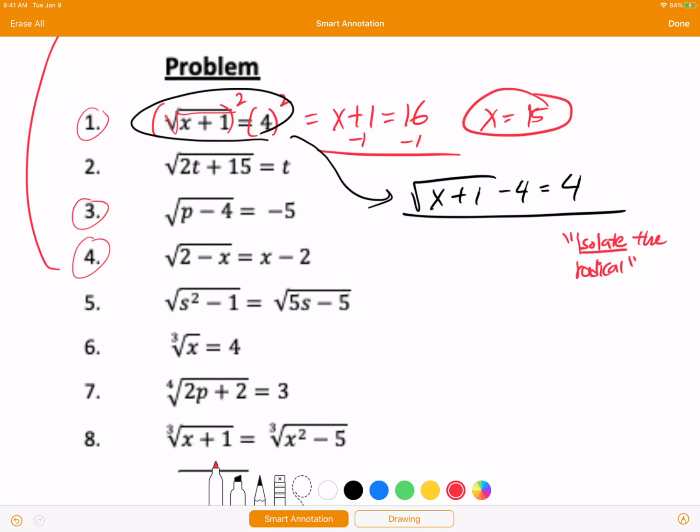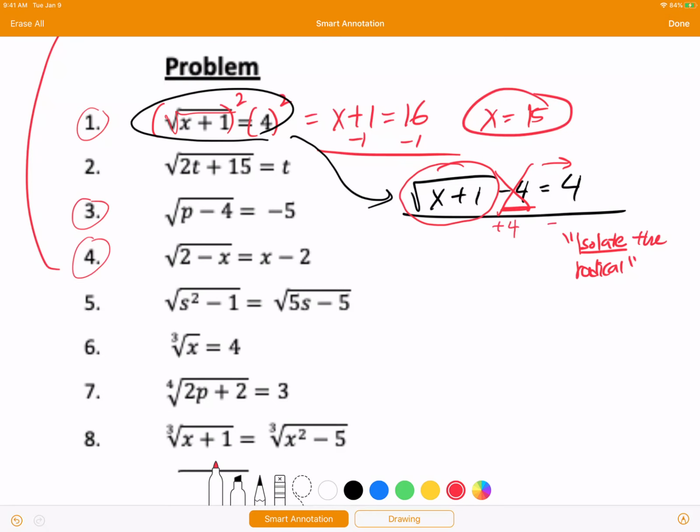When I say isolate, I mean just get the radical symbol by itself. So here I have the radical sign and I want that by itself, but it has this unwanted guest, a negative 4. So what's my first step? Is to get rid of this to the other side. How do I get rid of negative 4 to the other side?